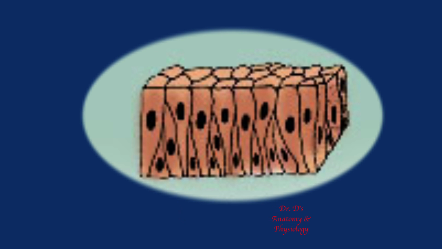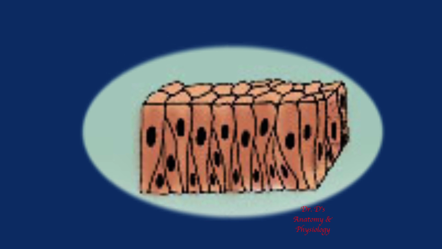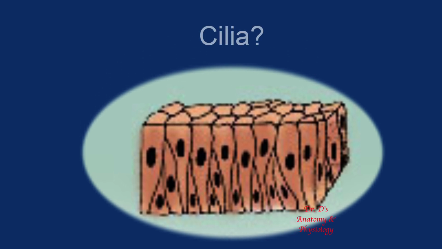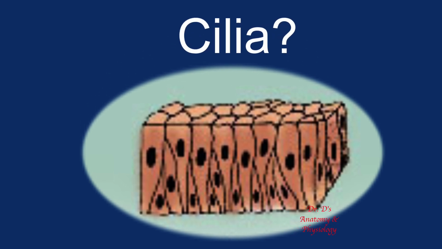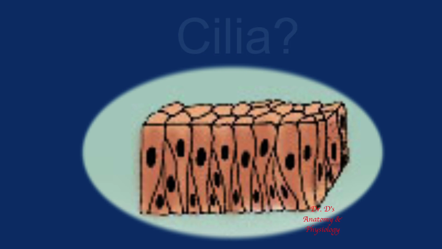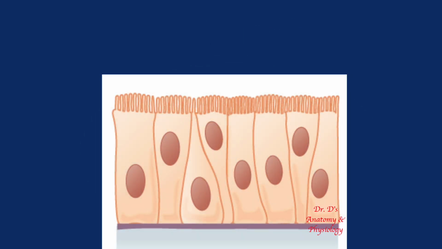This illustration is very misleading because pseudostratified columnar epithelium is found predominantly in the lining of the respiratory system, where it is always ciliated. This type of epithelium is sometimes called respiratory epithelium. So where are the cilia? They should be on the surface. Here is another drawing of this epithelium with the cilia depicted.